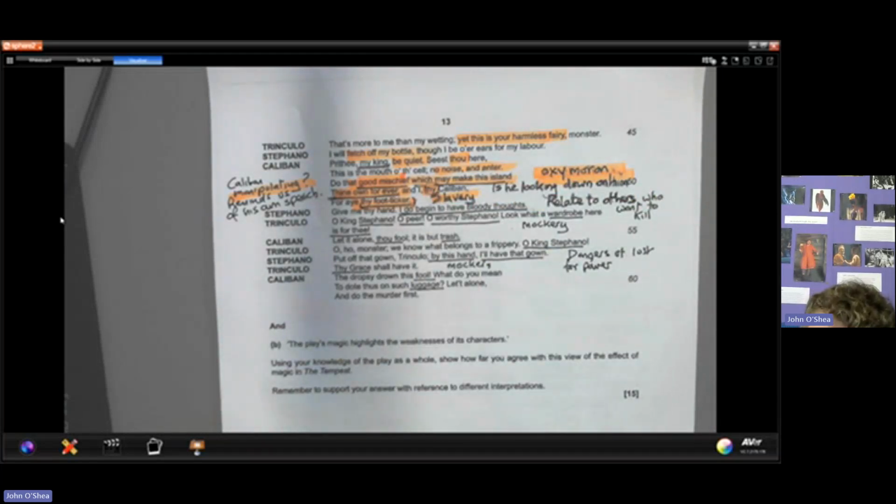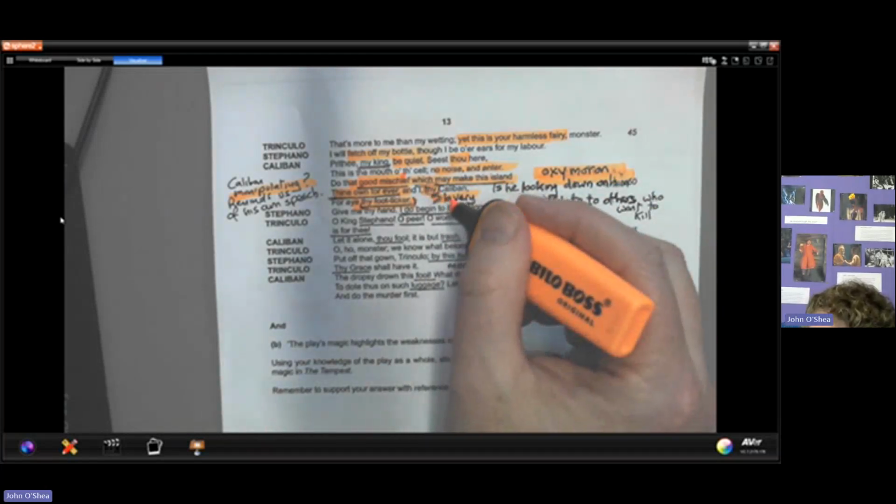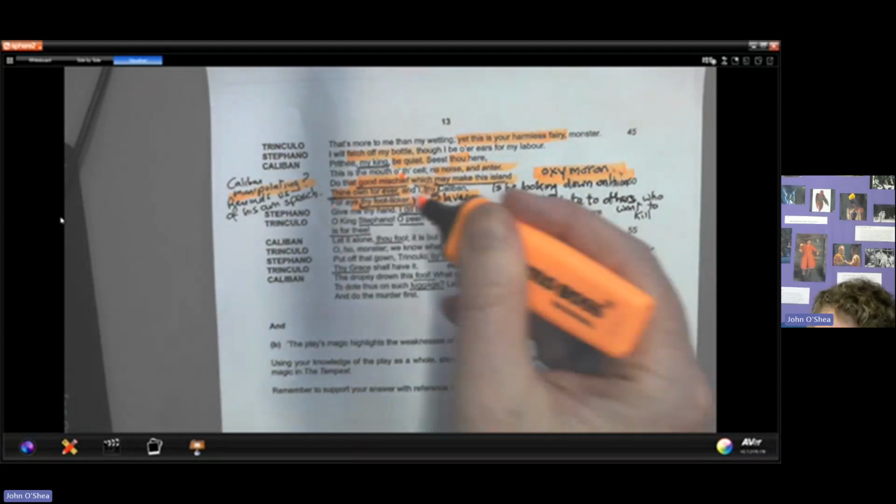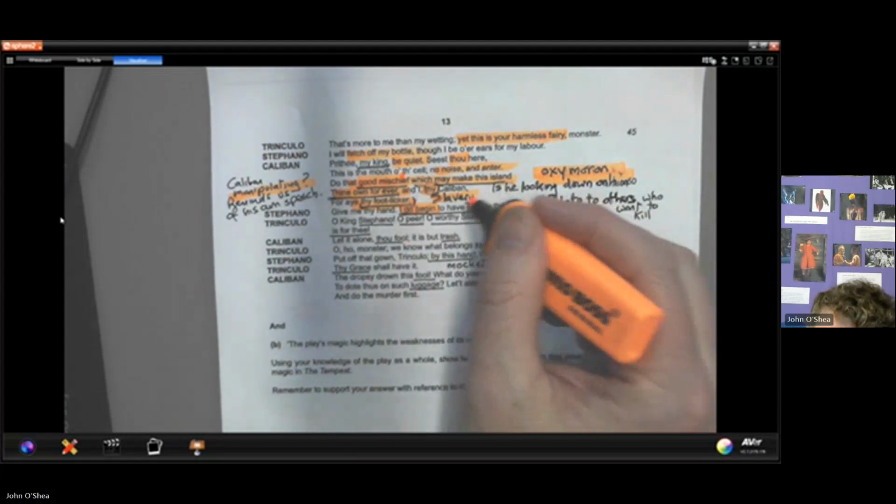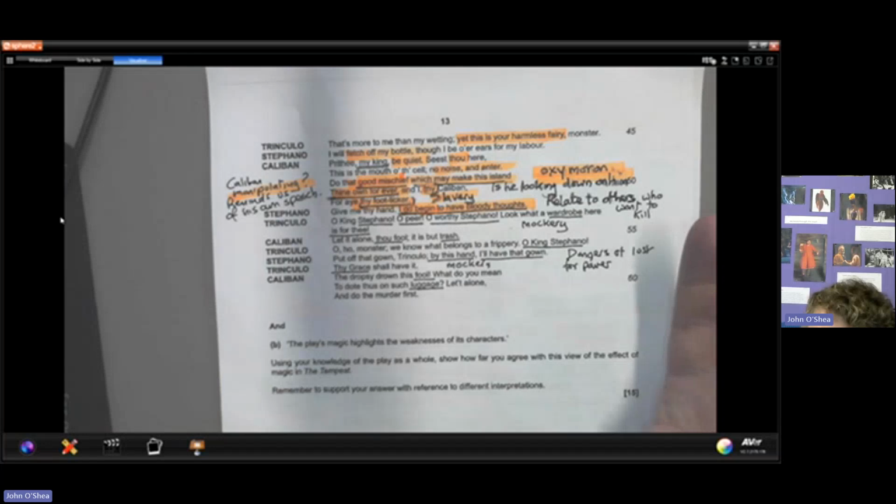Okay, so we've got that sense of manipulation, perhaps, but also how he sees himself in the form of a slave. "Give me thy hand, I do begin to have bloody thoughts," says Stefano. Again, he's thinking about killing.